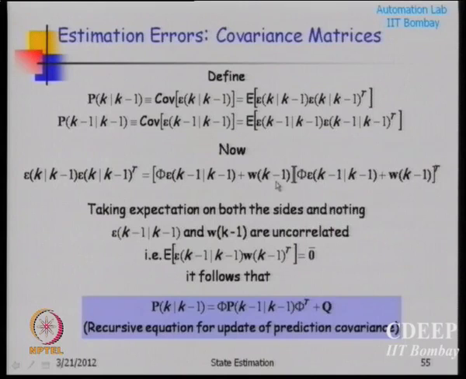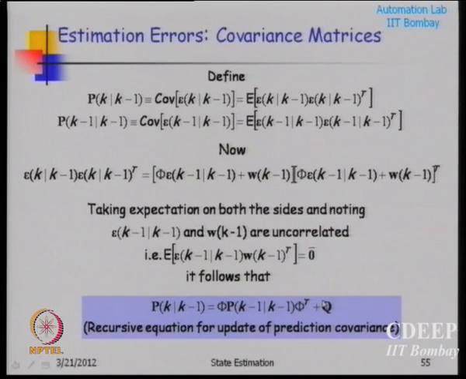You just do multiplication of these quantities. These are vector and matrix quantities, so you have to be very careful when you take the transpose and all that. If you take the transpose and take expectation, you will get this recurrence relationship. That is, the predicted covariance P_{k|k-1} is Φ times the updated covariance. This is called the updated covariance, and this is called the predicted covariance. Updated covariance at k-1, plus the covariance of w_k.